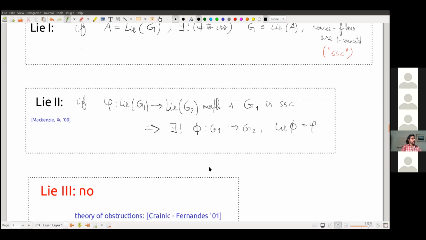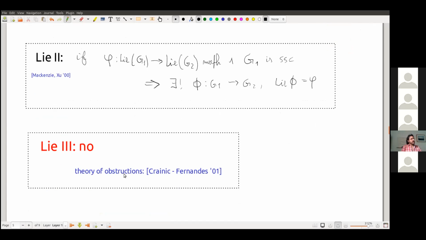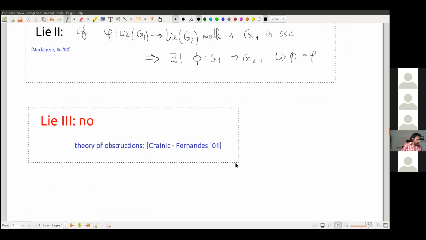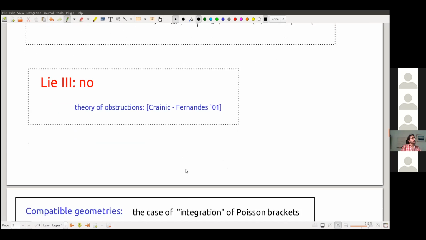And so the theory of obstructions, telling you when yes and when no, was developed in 2001. This paper was very important, and was published in the Annals for the area. So let me just very, very quickly, I hope this gave you an idea of this Lie theory for groupoids and algebroids, but there was something else in the title, which is the compatible geometries.